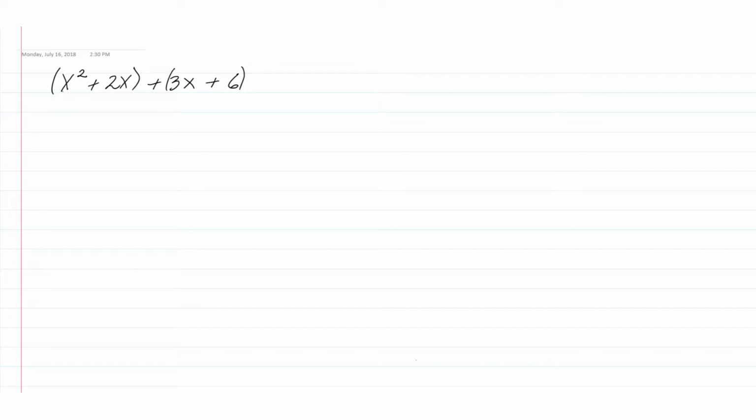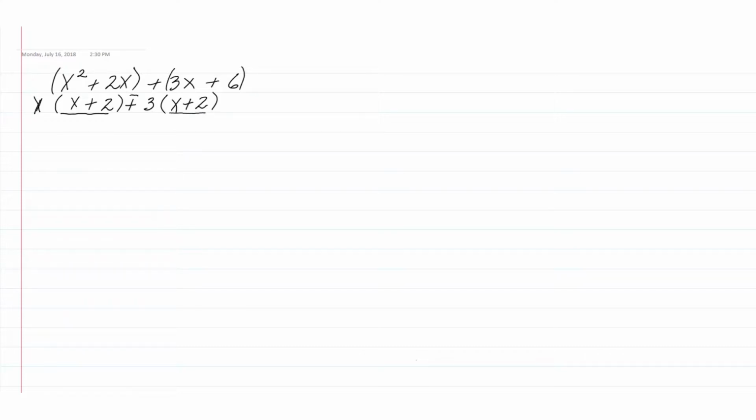So the greatest common factor that can be pulled out of the first parentheses is going to be x. So when we pull our x out, what's left? Well, that's going to be an x plus 2. Then in our second parentheses, the greatest common factor would be a 3. We pull that out, we're left with an x plus 2. So now our greatest common factor here is x plus 2.